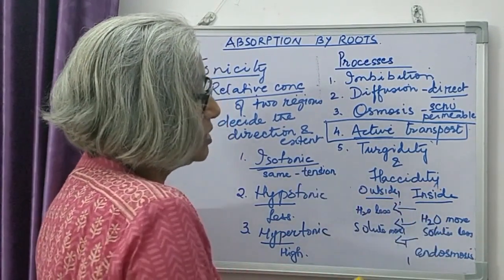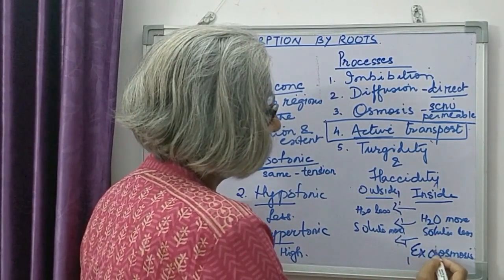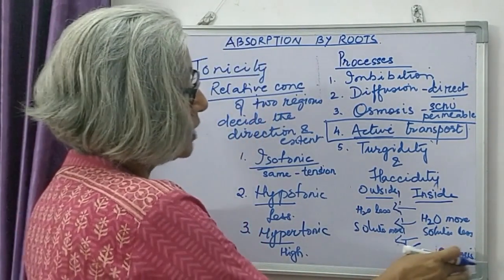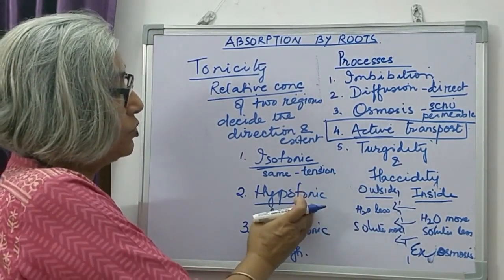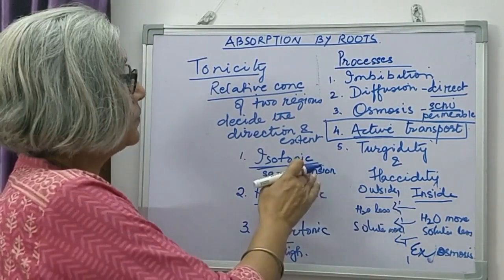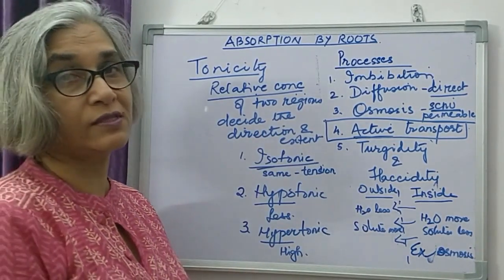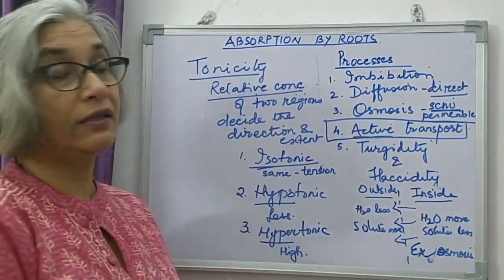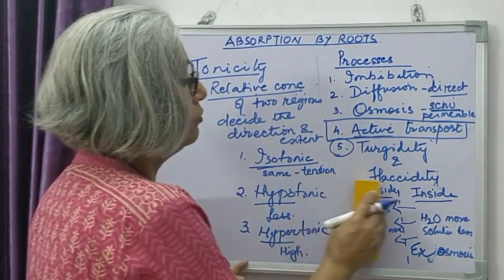So movement outside, outward movement, is exosmosis. Exosmosis means movement of water outside the cell. Endosmosis, which is taking place in a hypotonic solution, means movement of water inside the cell. Isotonic means concentration is the same on both sides, so there is no osmosis. So this is tonicity. You have to know this to understand the fifth process, turgidity and flaccidity. So we will move on to this.